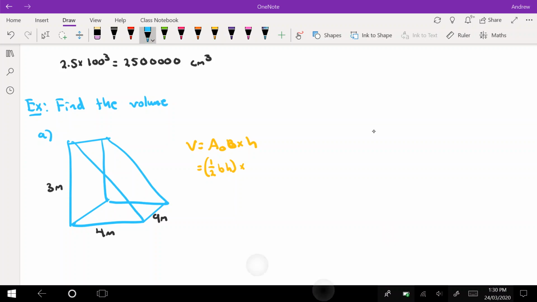So I'll just write 9 in and show how I got there. Well, 3 times 4 is equal to 12, and then half of that is 6. So we've got 6 times 9, which equals 54. 54 what? Meters cubed, because we're in meters and we're measuring volume.